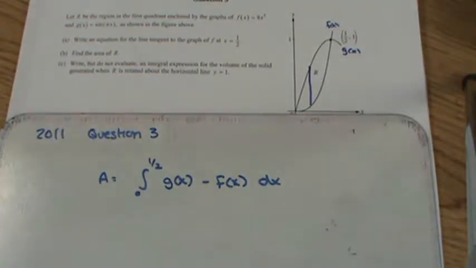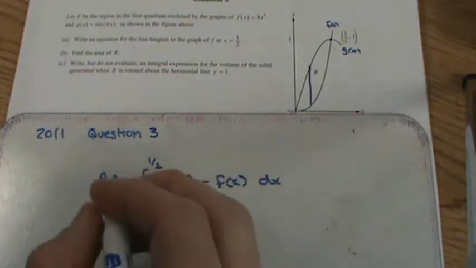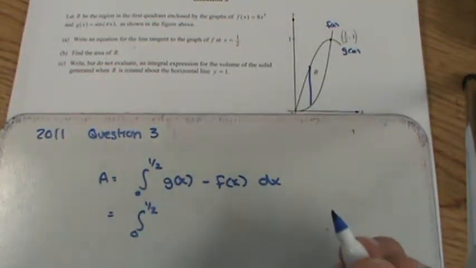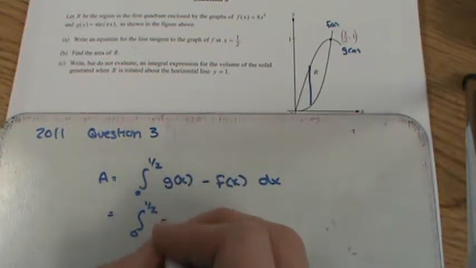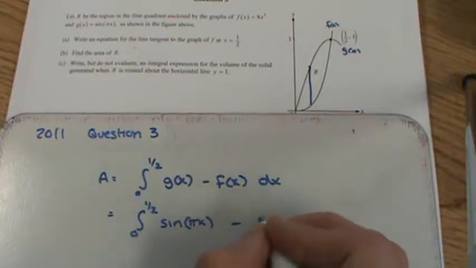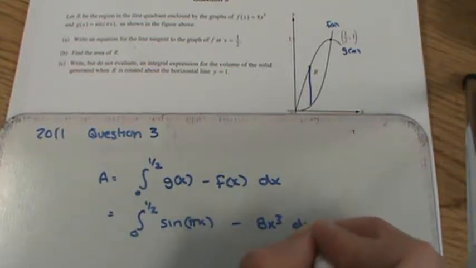Now, they're labeled as g of x and f of x, which is great, so we can just leave it like that. But the problem is, remember, this is a non-calculator question. We only had questions 1 and 2 that involve calculators, so we actually have to work this out. So we got 0 to 1/2, g of x, which was sine of pi x, minus f of x, 8x cubed.